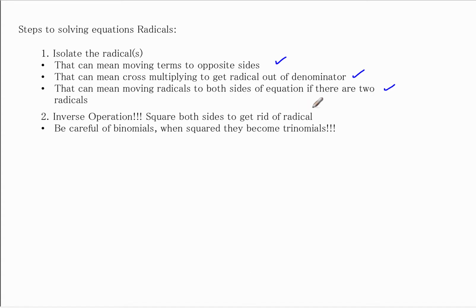Square both sides to get rid of a radical. Or, actually I shouldn't say square, because sometimes we'll have to raise things to the third and the fourth power. But be careful of binomials, because when they are squared, they become trinomials.